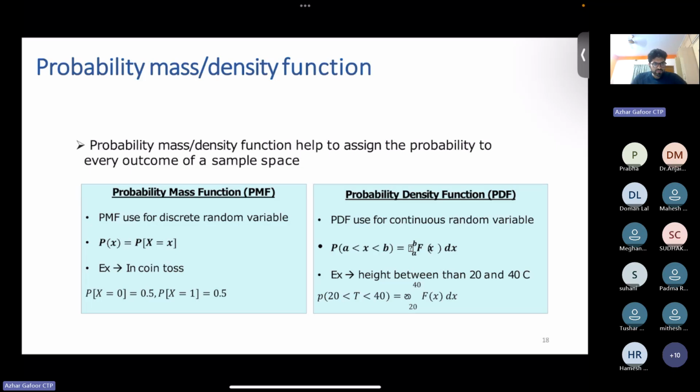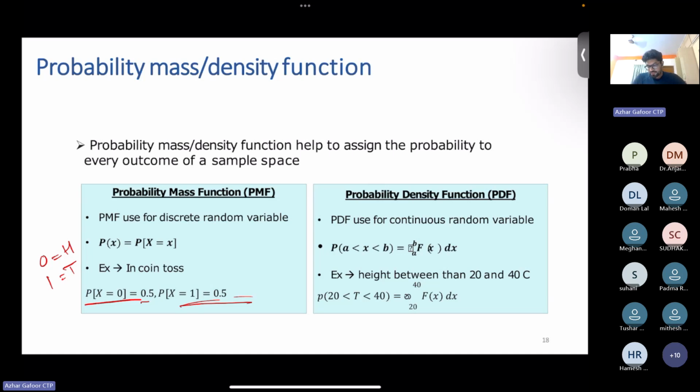Like in the example of tossing a coin, let 0 be head and we give 1 to tail. So the probability of getting head is 0.5 and the probability of getting tail is also 0.5.